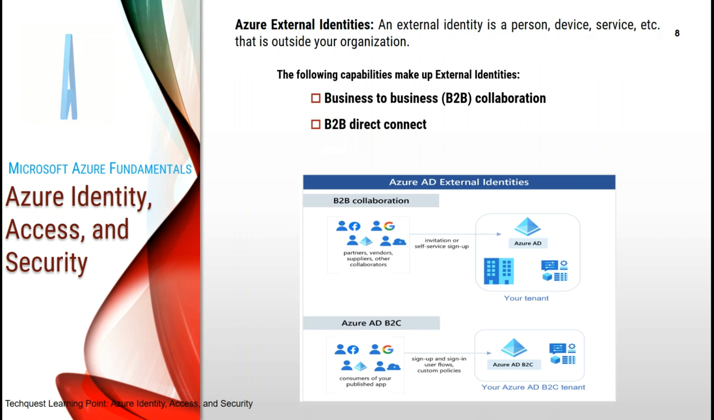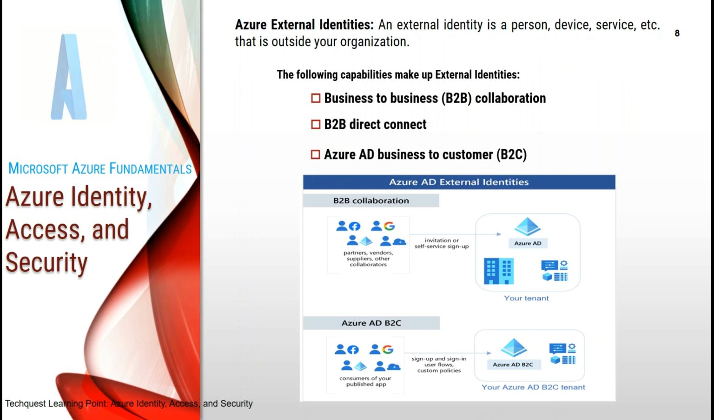B2B Direct Connect: establish a mutual two-way trust with another Azure AD organization for seamless collaboration. B2B Direct Connect currently supports Teams shared channels, enabling external users to access your resources from within their home instances of Teams. B2B Direct Connect users are not represented in your directory, but they are visible from within the Teams shared channel and can be monitored in Teams Admin Center reports.